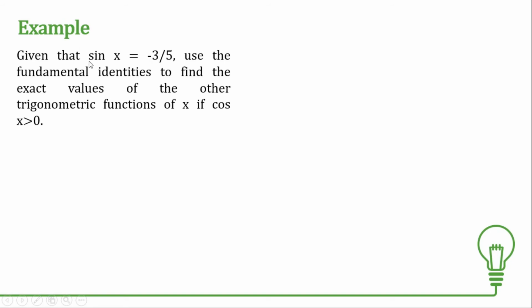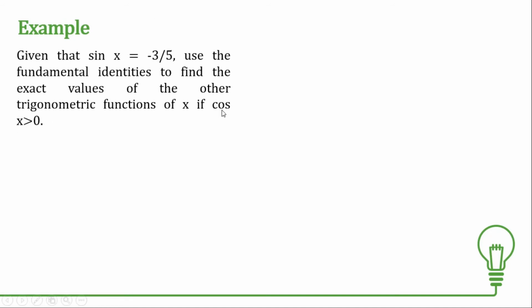It says there that the sine is negative 3 over 5, meaning to say the sine function is negative. And we are also given the condition that the cosine of x is greater than 0, meaning if it's greater than 0, then it is positive. So in what quadrant does angle x lie, wherein the sine function is negative and the cosine function is positive?